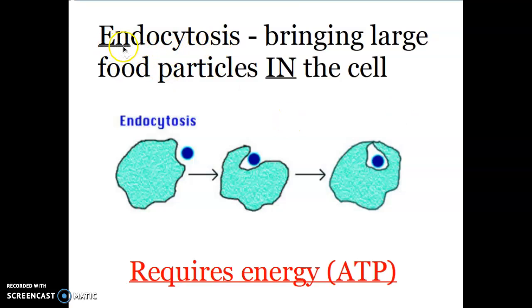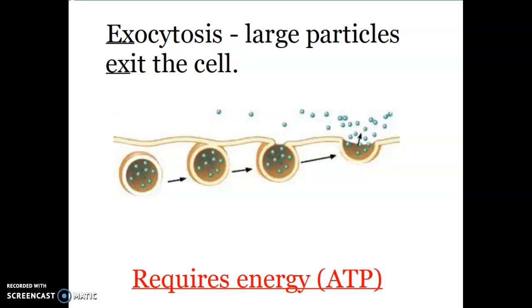Endocytosis. In means in. So this is when a cell brings a large particle in, and it does require energy for that. Think about it like you didn't cut up your meat into a small enough piece and it requires extra chewing. It takes energy to do that. And then the opposite, exocytosis, is when you're getting large particles out. EX means exit. Again, it requires energy. So exocytosis and endocytosis are two forms of active transport.